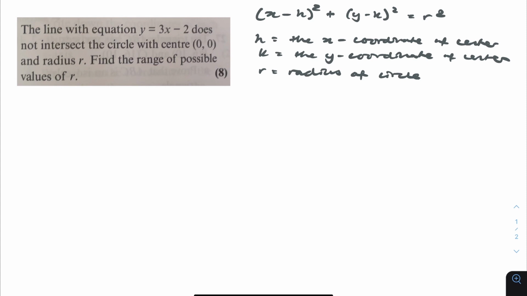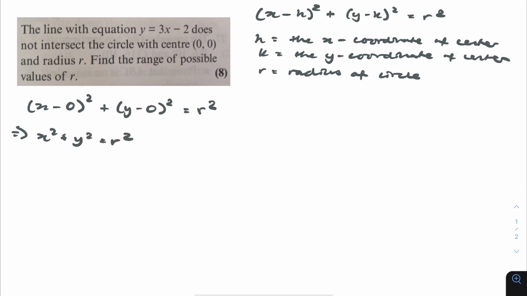So h and k can be substituted, so we can write, with what we know, x minus 0 squared plus y minus 0 squared is equal to r squared, which simplifies to x squared plus y squared is equal to r squared. The IGCSE is most likely going to start off by giving you this and asking at what points it touches the line with the equation y equals 3x minus 2, or something around those lines. So now we've got ourselves a set of simultaneous equations.